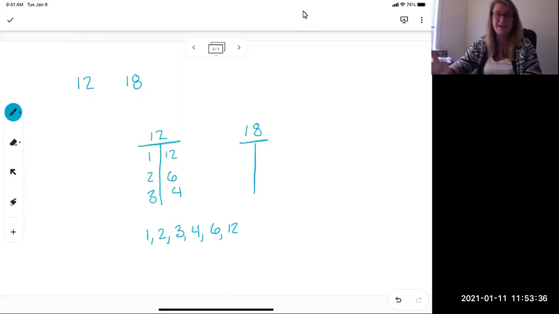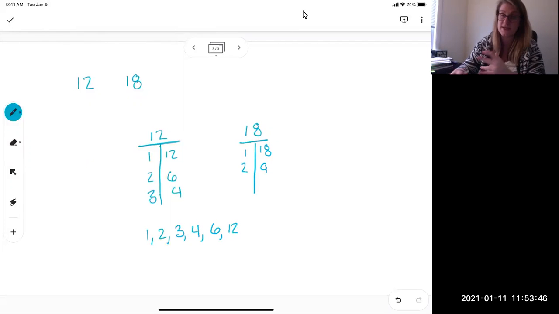Okay, then we want to try 18. So 1 and 18. I know 18 is an even number, so 2 has to be a factor. I know 2 times 9 equals 18. Then I'm going to try 3. Well, I know 3 times 6 is 18, so 3 and 6 are both factors.